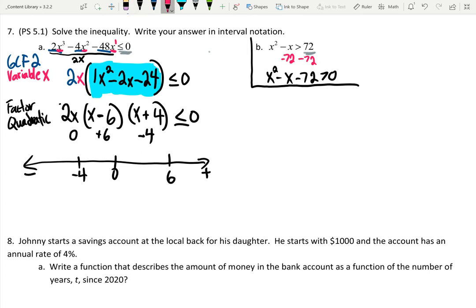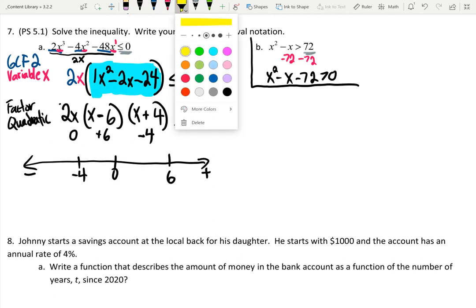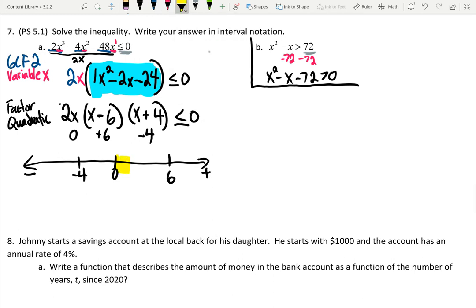I need to go ahead and figure out, hey, where in this graph, what is happening? Basically, this is a bunch of intervals. I need to investigate each interval. For example, between 0 and 6, I have to test a number, any number in here, and I have to see if this number is going to be less than 0.